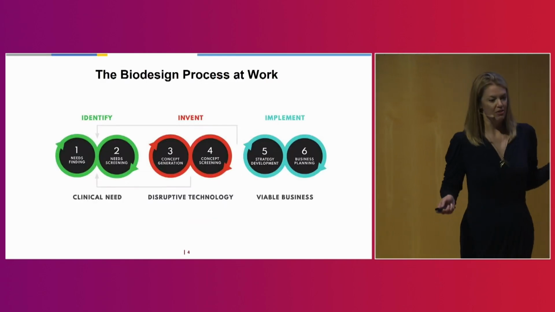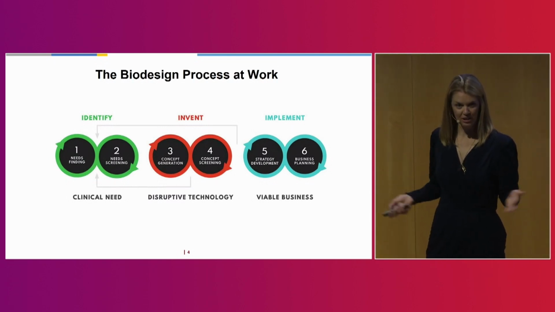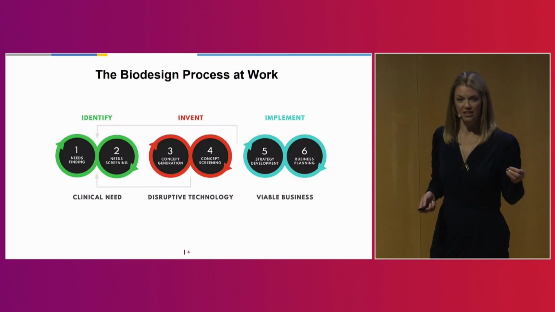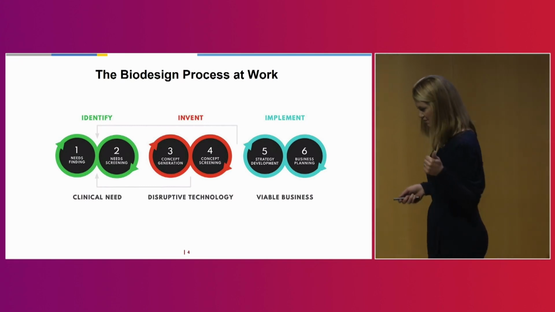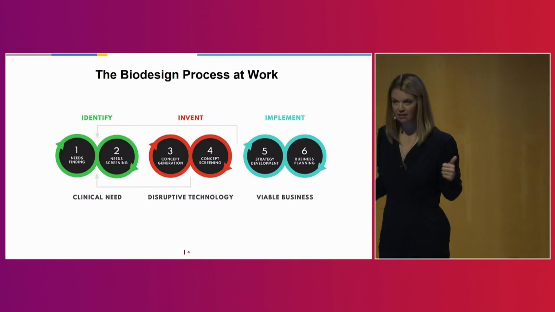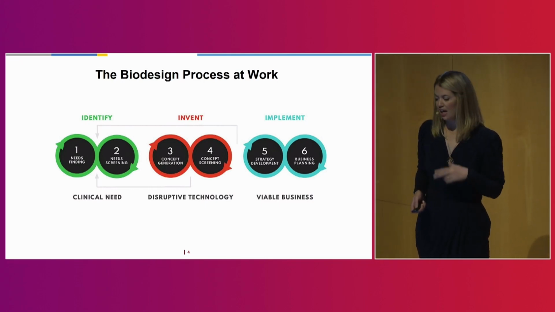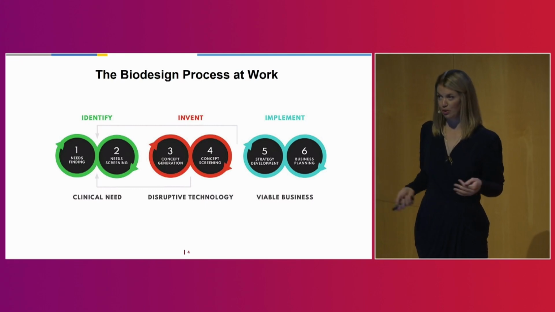So the way that we do that is through a biodesign process. Some of you, I'm sure, are familiar with this, and for others, this is the first time you're seeing it. There are 3 different phases: identify, invent, and implement. With identify, you're finding a clinical need; with invent, you're developing a disruptive technology; and with implement, you're finding a viable business. So not just philanthropic support, but actually a viable, sustainable business.